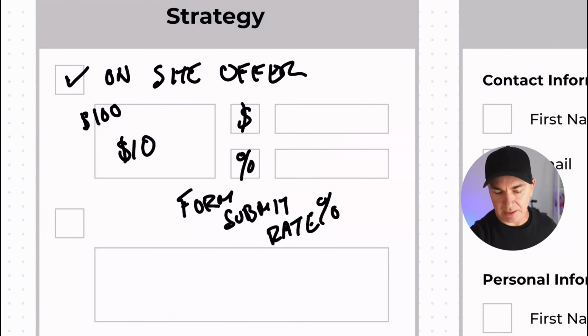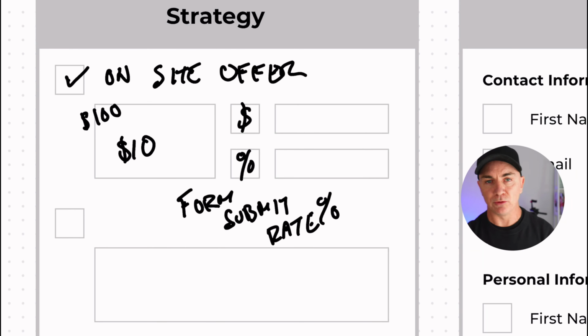So 10% of average order value, measure form submit rate. The other thing you can do here is making sure that we put some rules in place, right? So the goal here, first and foremost, is to get email addresses. Okay, I want you to think about that. The goal here is to grow your email list. So what we want to do is put some rules in place.